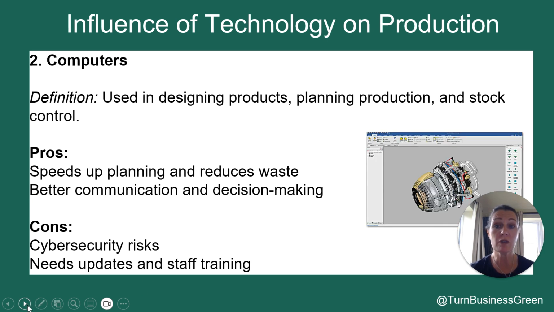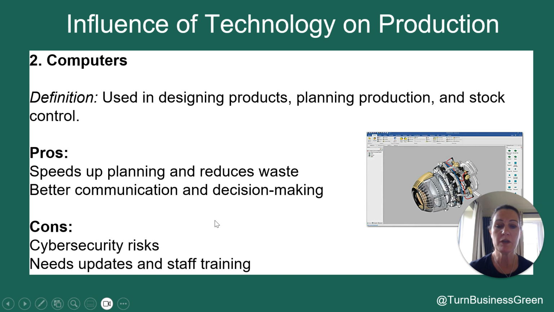Okay, computers. Computers are used in designing products, planning production, and stock control. If you think about Tesco or any of the big supermarkets and the computers they're using to manage all their stock ordering, checking the levels of stock and knowing what they've got to use next, that's a really good example of how computers are used, not in production. The pros are it speeds up planning, it reduces waste, and it's much more precise. You don't have to have employees checking stock levels.